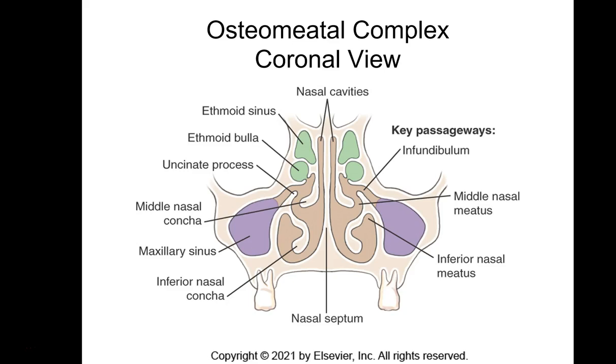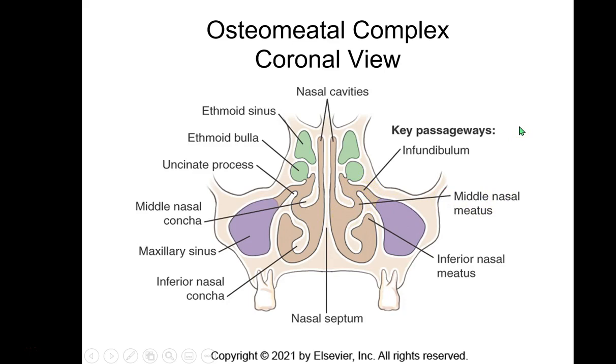Now, you don't need to write this part down. This is just for your information. But there are two key passageways, including the infundibulum and the middle nasal meatus. So here is the infundibulum, and here is the middle nasal meatus. And of course, you have one on each side.